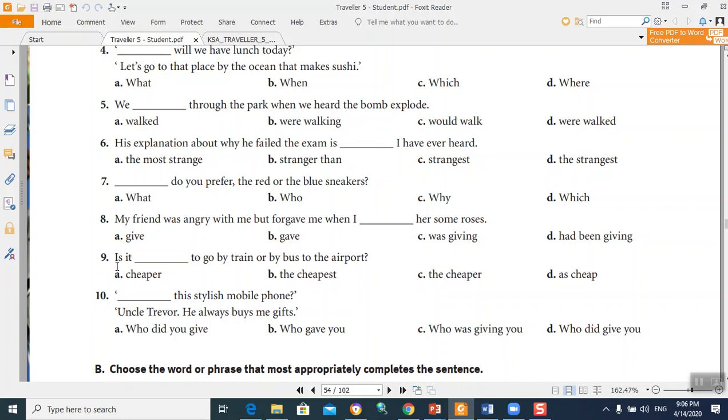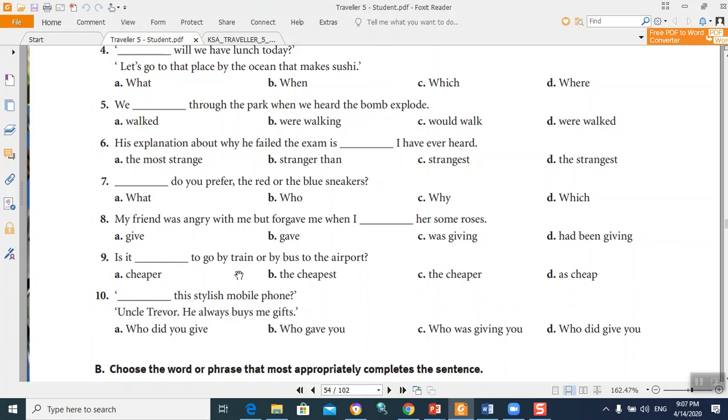Is it to go by train or by bus to the airport? So here, as if you are comparing by train, by bus. The meaning of cheap here, رخيص. But here we have the word cheaper, أرخص. The cheapest, الأرخص. The cheaper, this is wrong. We can't say the cheaper. As cheap, it is missing another word, as cheap as or something.